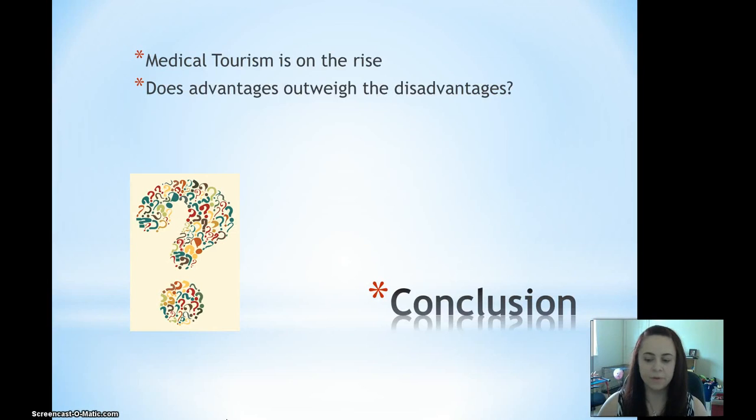It used to be that people would travel to a more developed country for these types of procedures, but today it's just the opposite with medical tourism. And medical tourism is on the rise as more people are finding out about the advantages. But people that are thinking about doing medical tourism need to really think about whether the advantages outweigh the disadvantages.